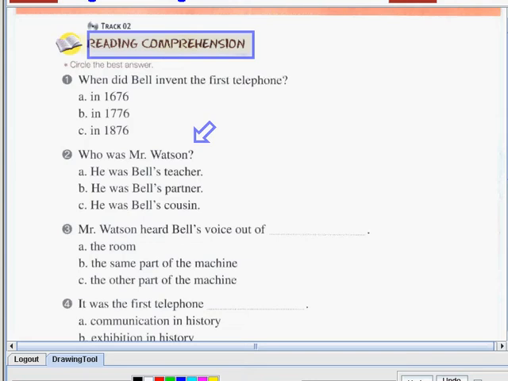Number 1. When did Bell invent the first telephone? Is it A, in 1676, B, in 1776, or C, in 1876? Choose the best answer.